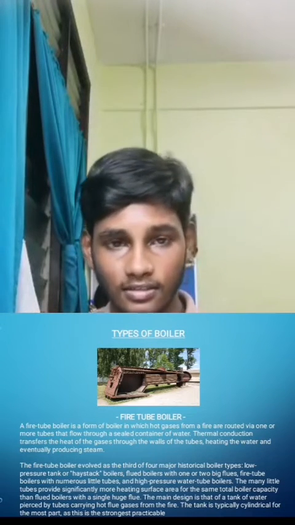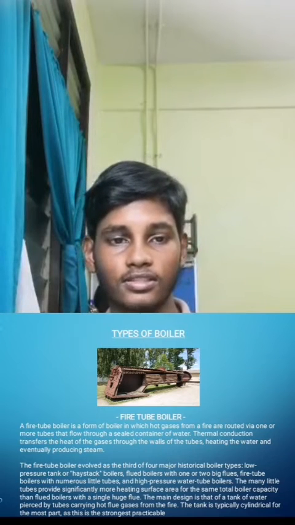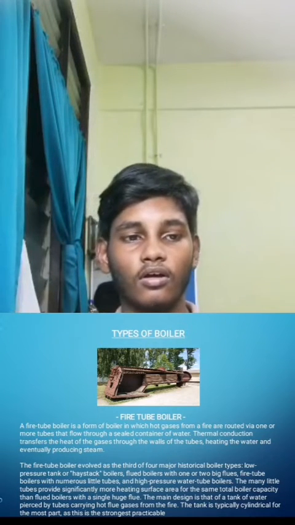Most modern fire tube boilers have a cylindrical outer shell with a small combustion chamber located inside the bottom of the shell. So that's all from me. Next, my group member will present.